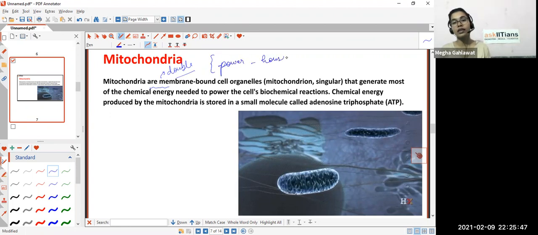Most importantly, they are called the powerhouse of the cell because they generate ATP, which is the adenosine triphosphate. You need to memorize this adenosine triphosphate because you're going to have to learn this for the longer run. They generate most of the ATP, which helps in all the cell's biochemical reactions or metabolic reactions.